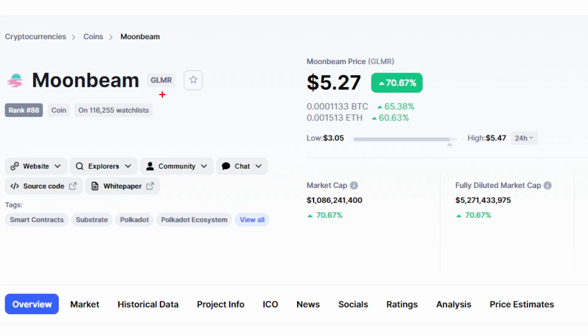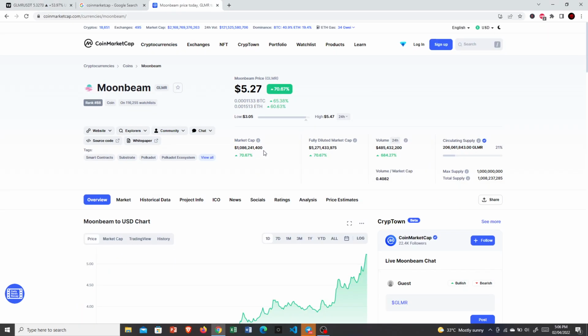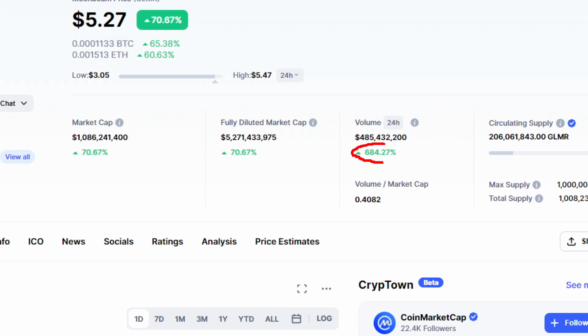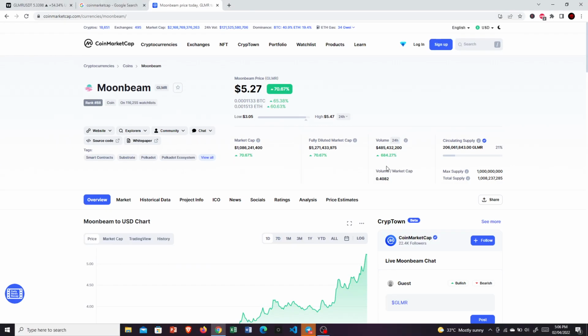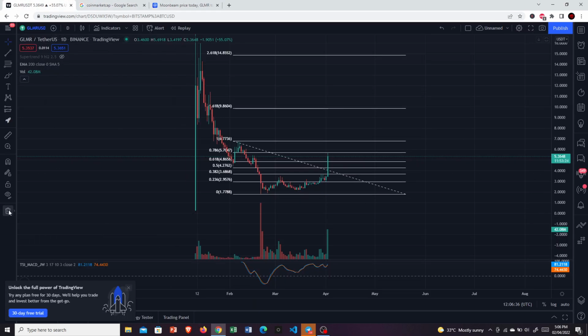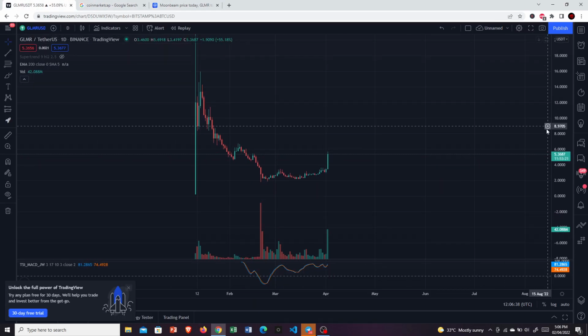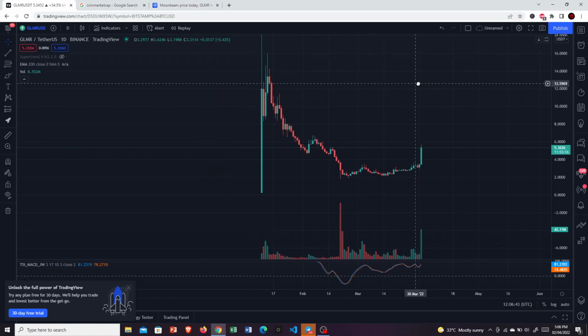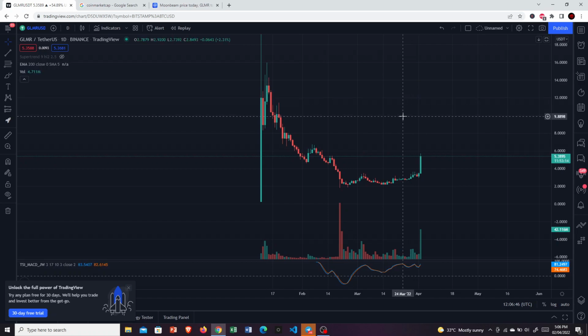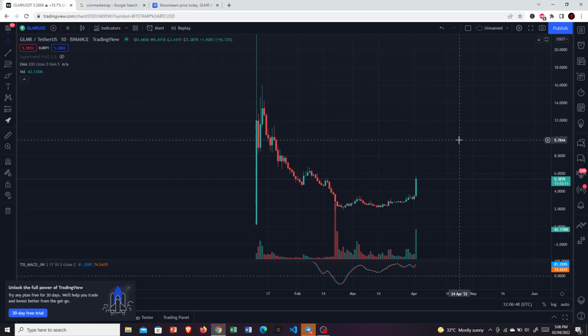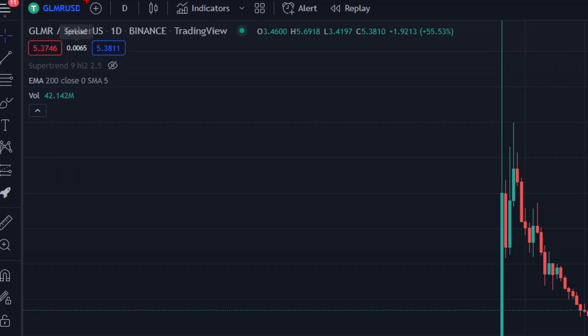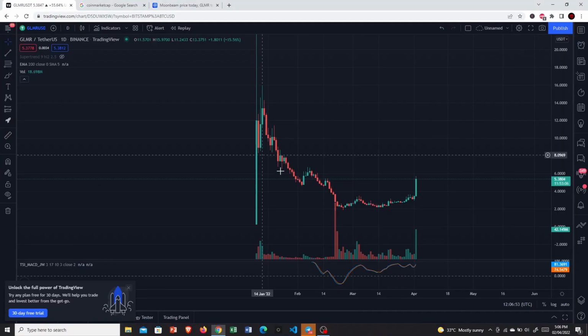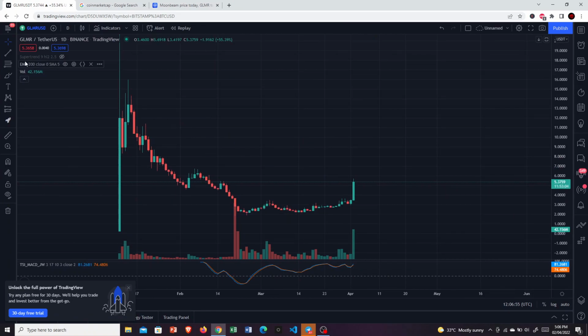Its initials are GLMR and it has pumped almost 70% with a volume of 684% up in the last 24 hours. So let's start with a clear and fresh chart over here, as it's better that I also teach you guys how to place supports and resistances in technical analysis. So this is a GLMR MoonBeam 1-day chart, and let's start the analysis, guys.